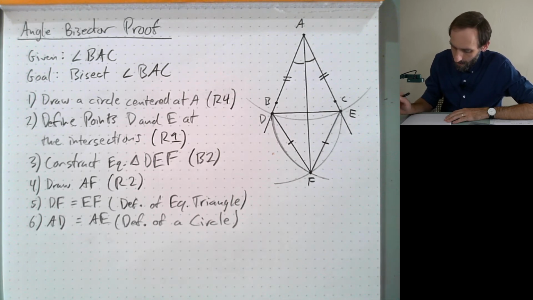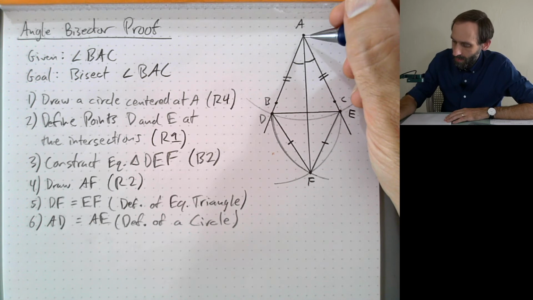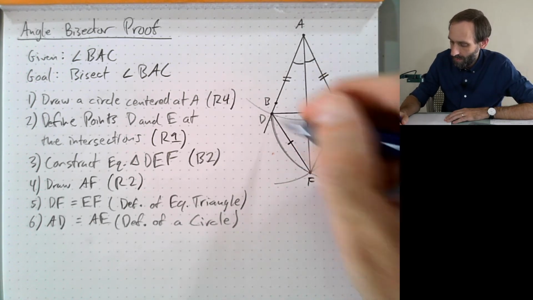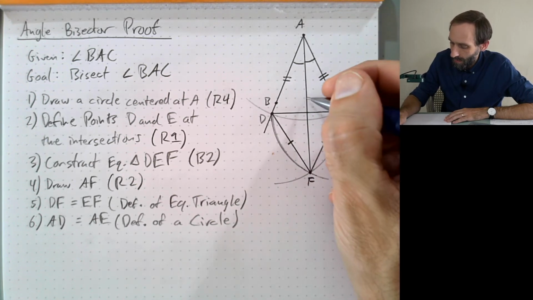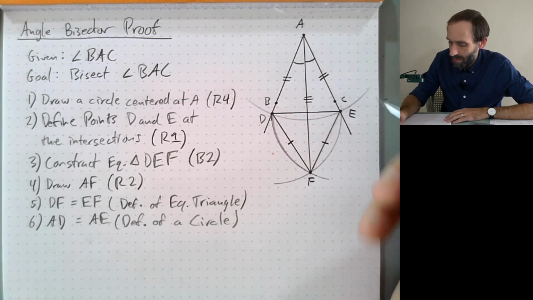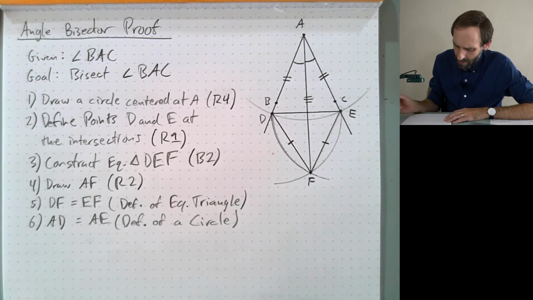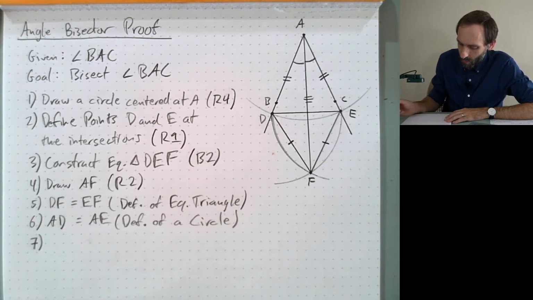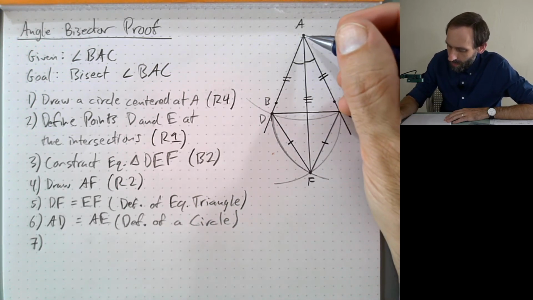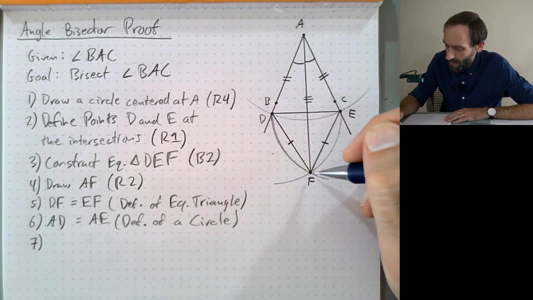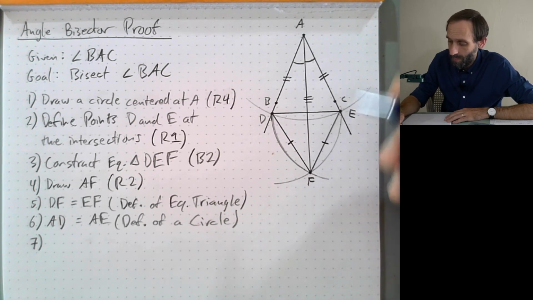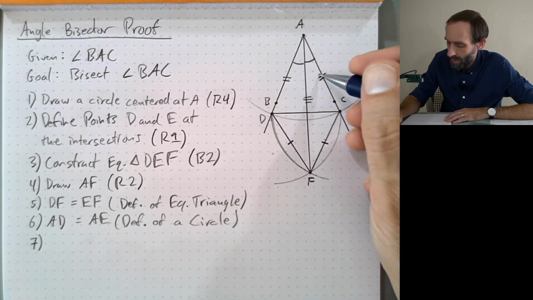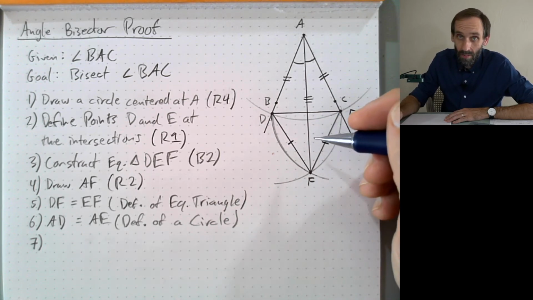Okay, so now if I look at it, I can say this length AF is part of both of those triangles, ADF and AEF. Well, AF is equal to itself, right? It must be. So what that means is that the sides of ADF, all three of them, are equal to the corresponding sides in AEF. This side is equal to this side, is equal to this side, and this side is equal to itself.